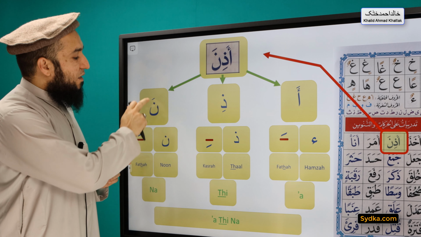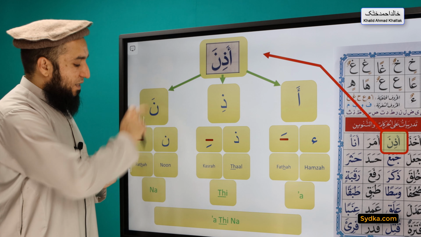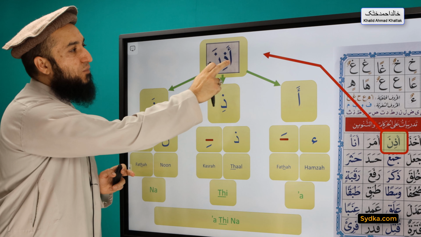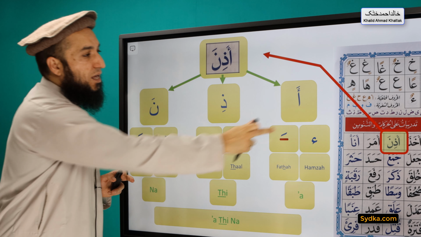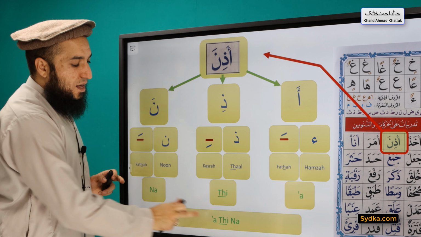The third syllable we have is noon fathana. Noon, which is not silent, and then we have the fatha. Noon fathana. And then we combine the 3 syllables together. So we have adhina, adhina.